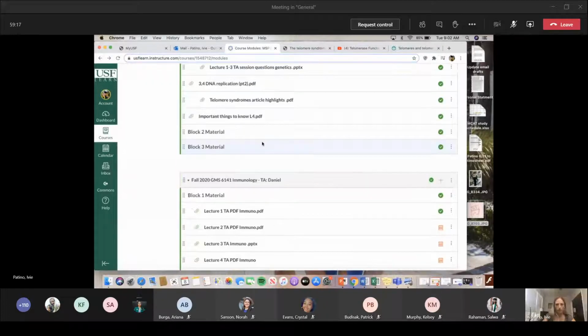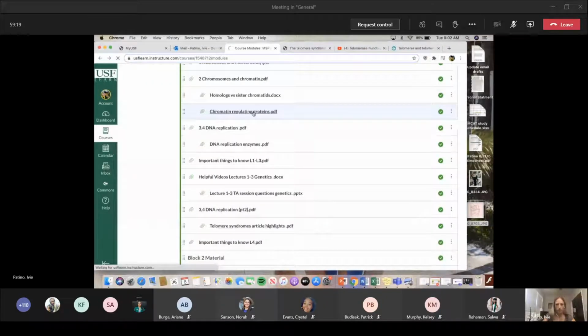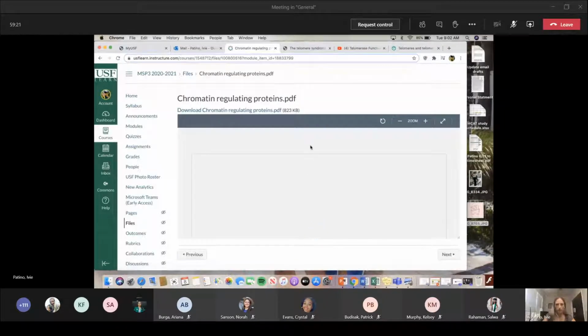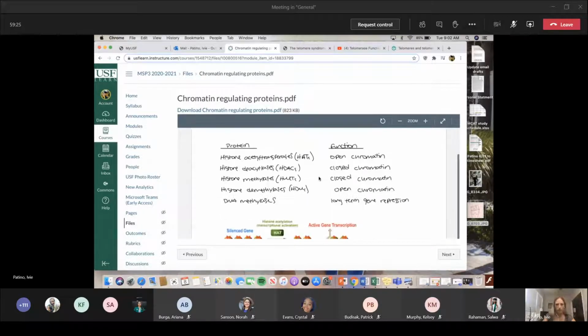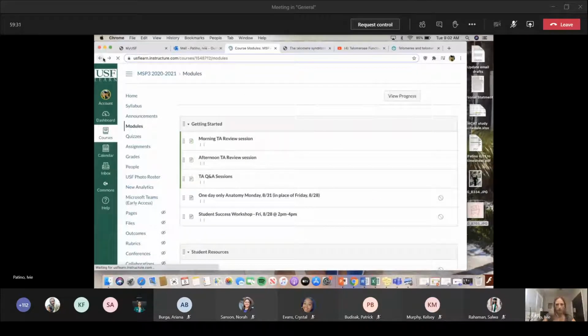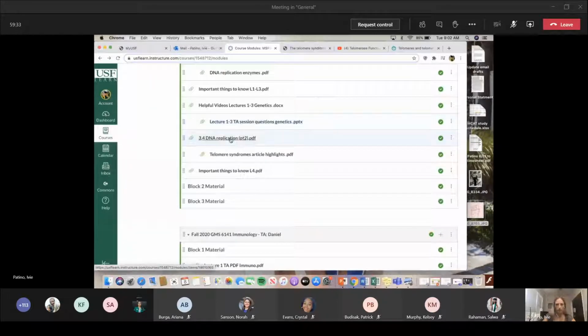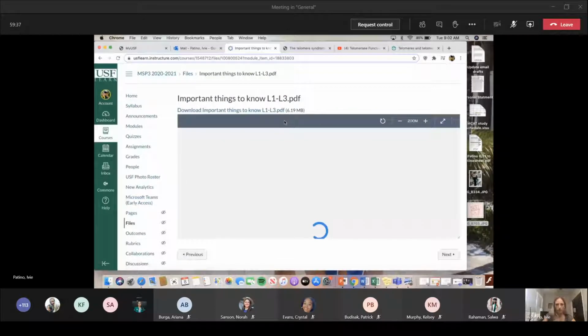I also have different notes that I uploaded for you. These are all those chromatin regulating proteins and how they affect the chromatin. There are some images for you. And then I also wanted to point out that I do these important things to know documents.